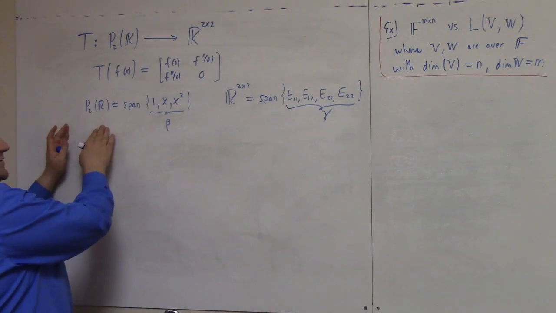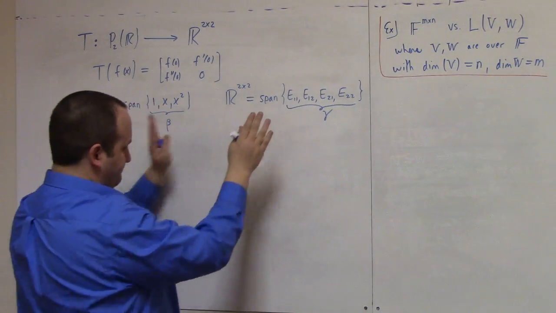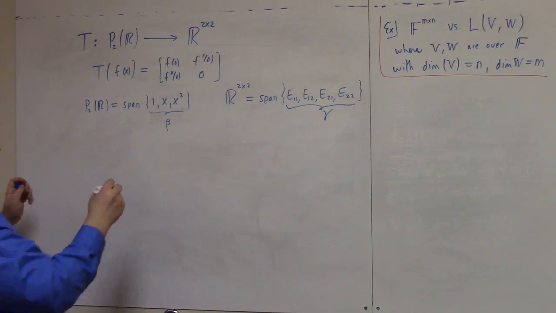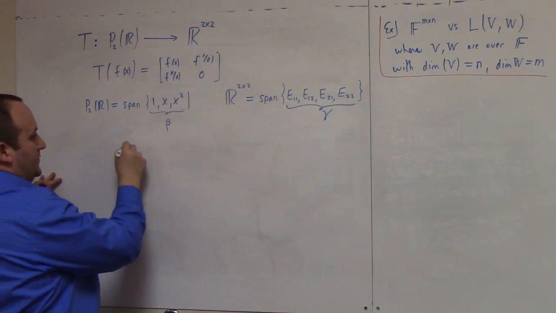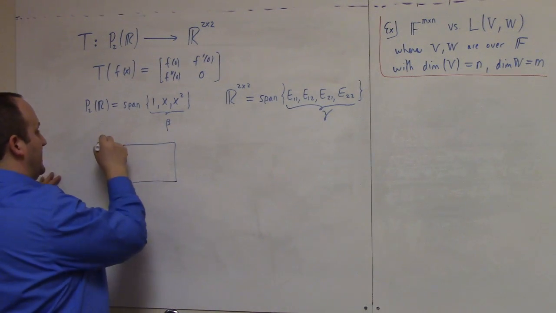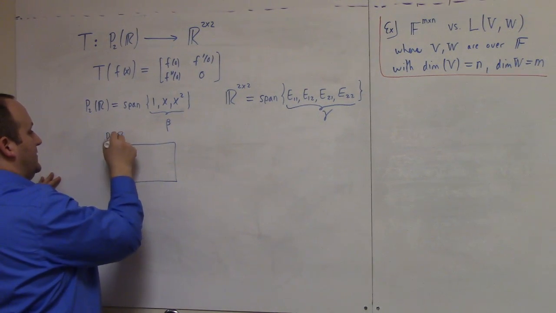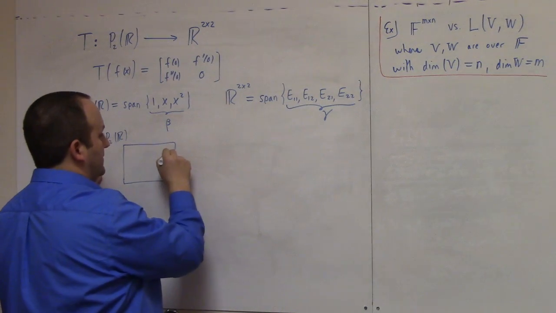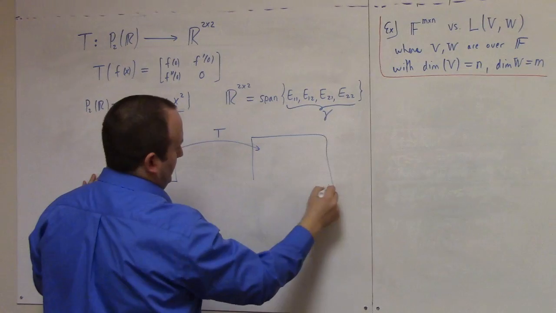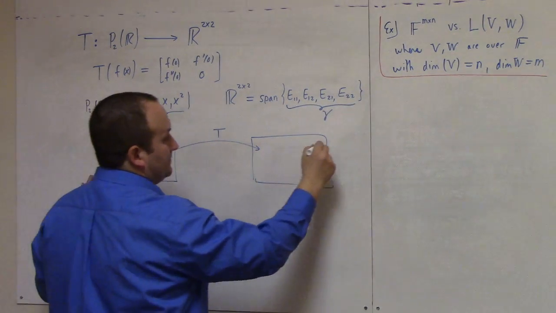For respectively P2R and R2 by 2. So then, here's the deal. What I do is I take my point in P, so here's my P2, P2R, all right. T maps you over here like so to this guy, which is R2 by 2, all right?